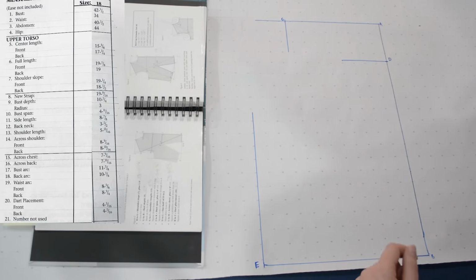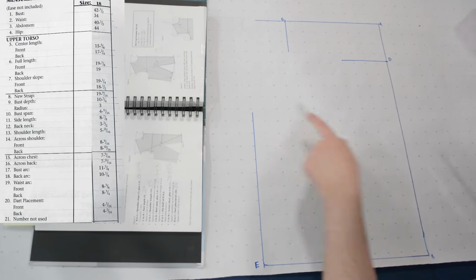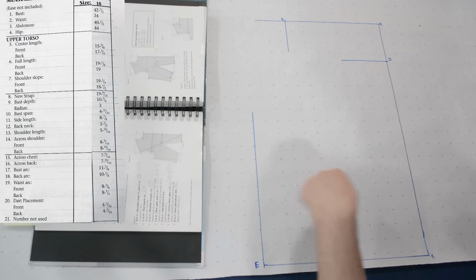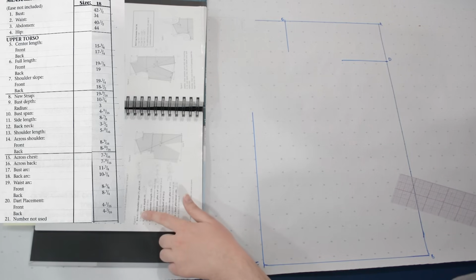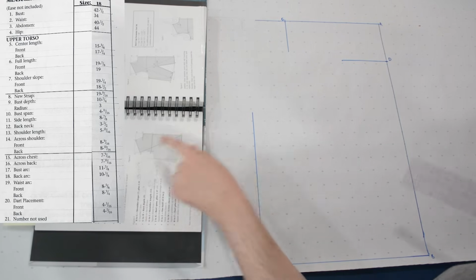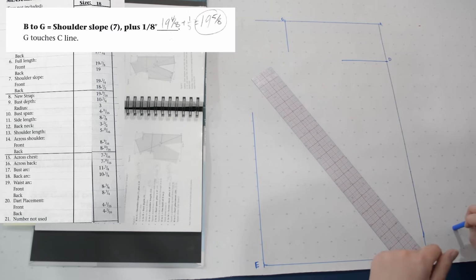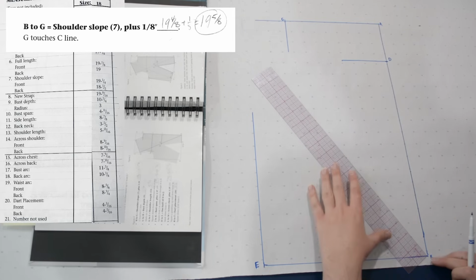Ta-da. Now, figure 2, we're going to get some more geometry going on here. The nice thing about these illustrations is it shows you the shadow of what you're making underneath, whereas when you're looking at a blank piece of paper, you can't see any of that. We're going to do B to G, which is going to come out angled here. B to G is the shoulder slope from that measurement chart plus 1/8 of an inch. So 19 5/8 is what I need to do here.